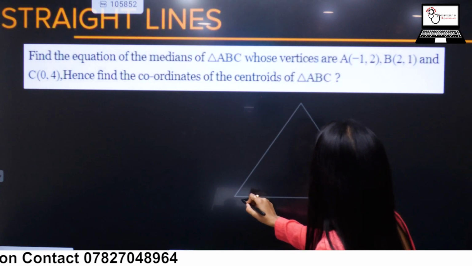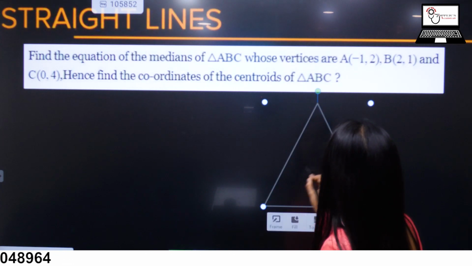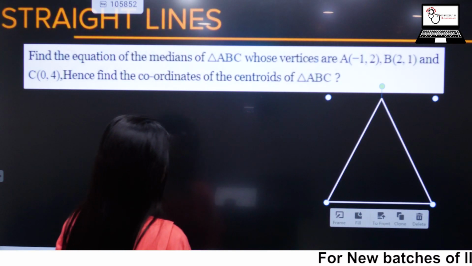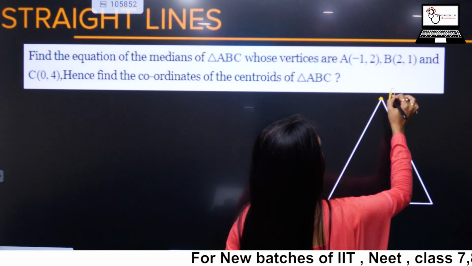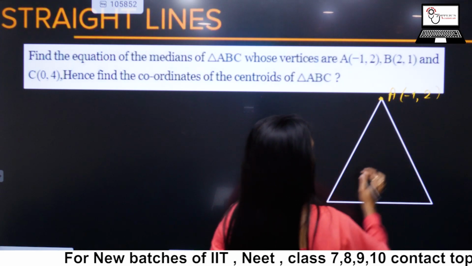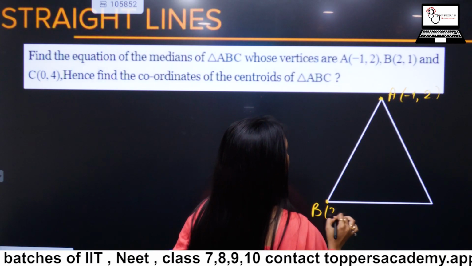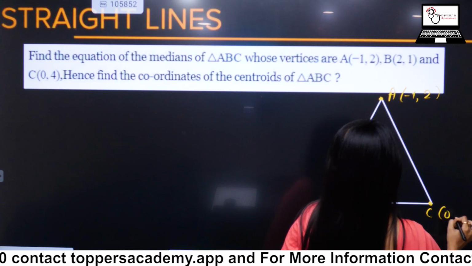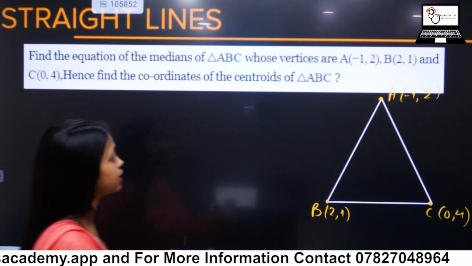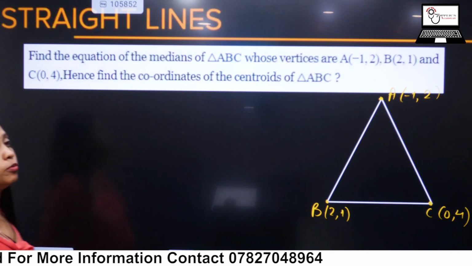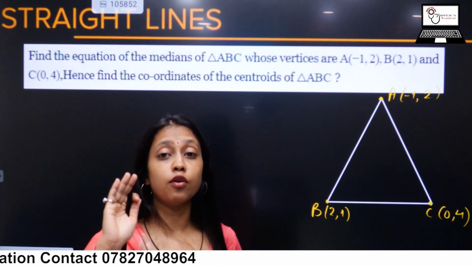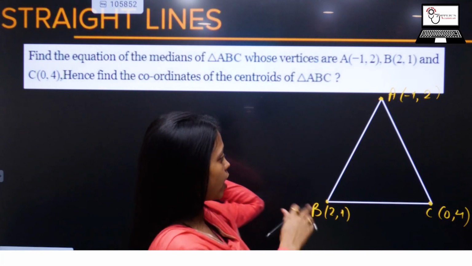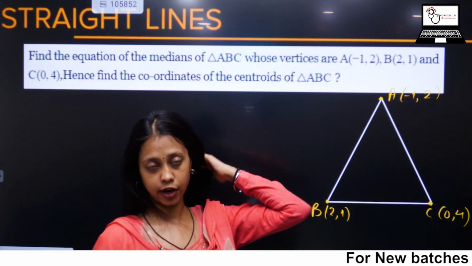See, this is a triangle given to you whose vertices are given: A is minus 1 comma 2, B is 2 comma 1, C is 0 comma 4. Three vertices are given. Find the equation of the medians. We have 3 medians, and you have to find the equation of all 3. I'll do it for one, and for the other 2 you can similarly find it, right?